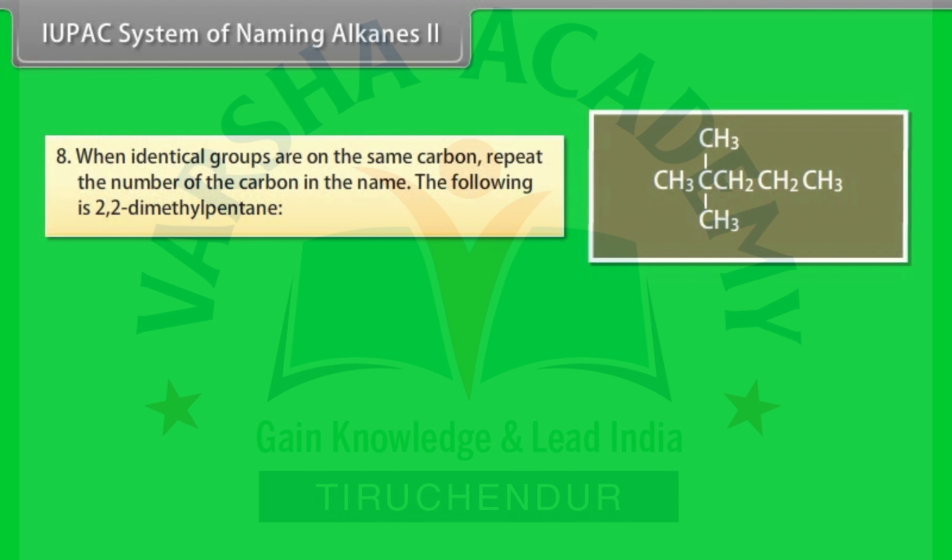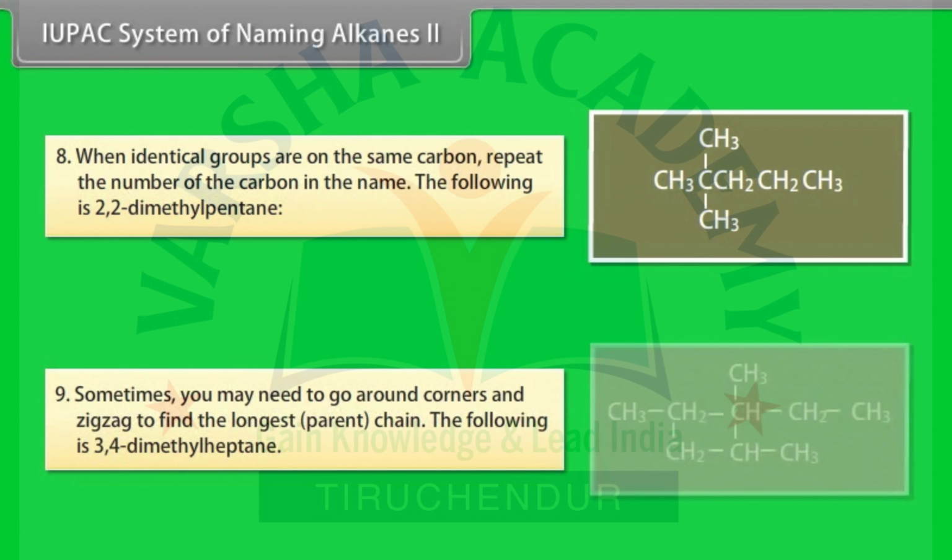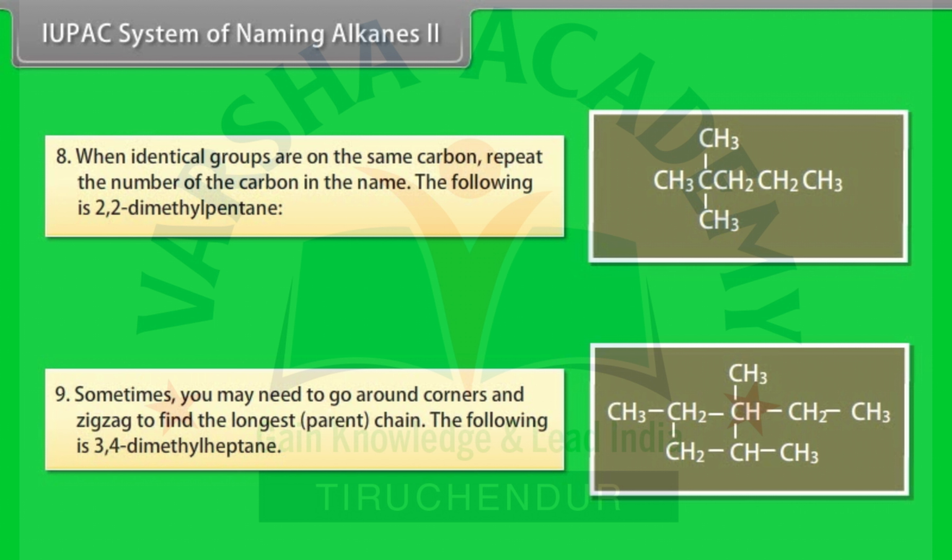Number 8. When identical groups are on the same carbon, repeat the number of the carbon in the name. The following is 2,2-dimethylheptane. Number 9. Sometimes you may need to go around corners and zigzag to find the longest parent chain. The following is 3,4-dimethylheptane.